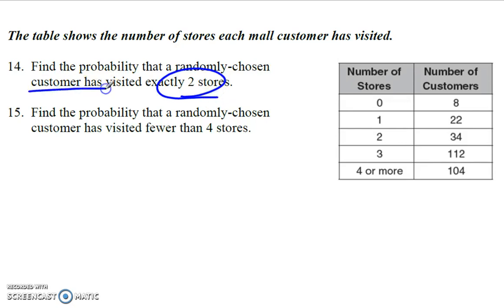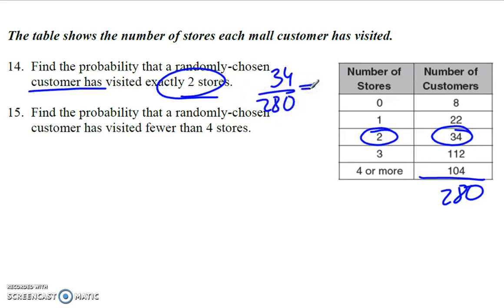Exactly 2 stores. A customer has visited exactly 2 stores. That's right here. That's 34. Tally these up. That gives you 280. So that's 34 out of 280. Simplify. That gives you 17 out of 140. And that is a grand total of 12%.